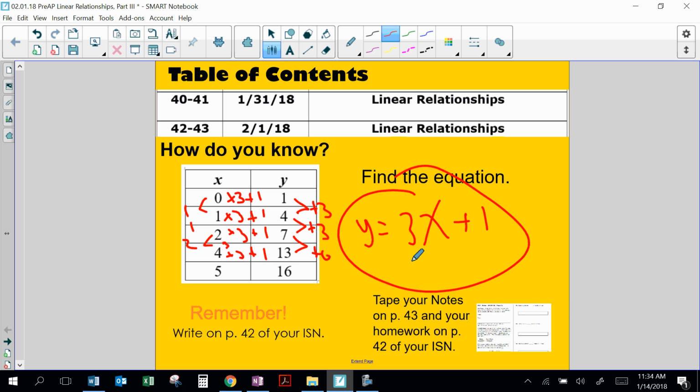Let's check our work. What's 3 groups of 5? 15 plus 1 is 16. Check and check. So our equation is y equals 3x plus 1.